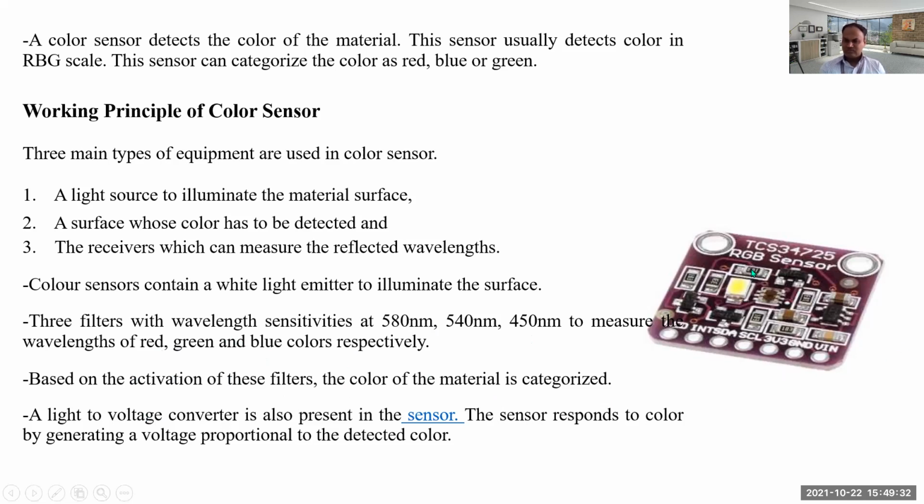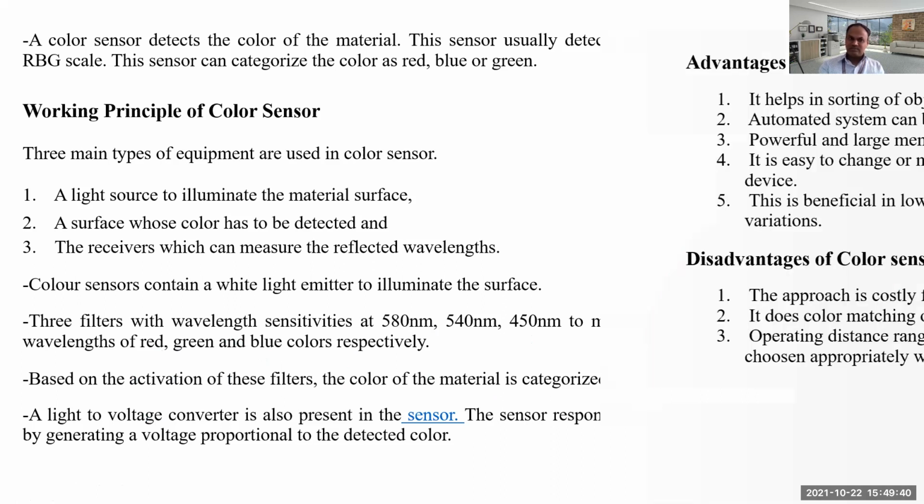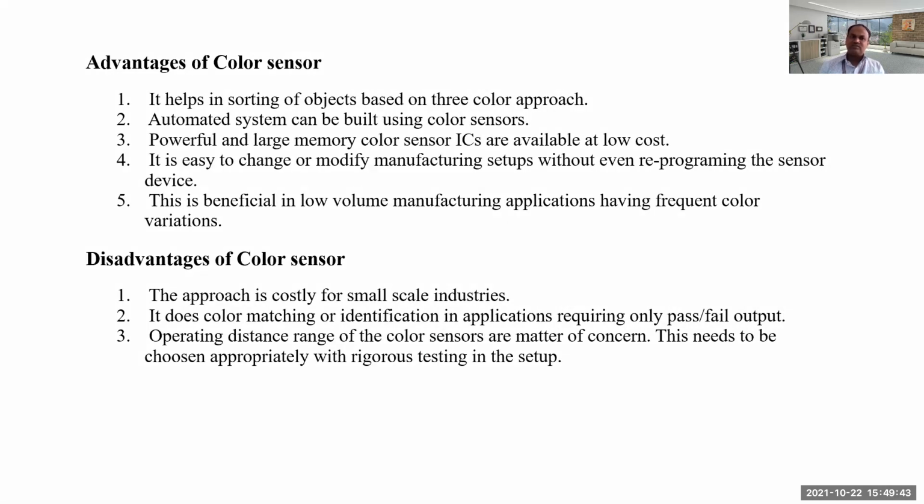This photograph is shown here. This sensor can be used in various applications, such as robotics and industrial applications. We'll see advantages and disadvantages. It helps in sorting of objects. Automated systems can be built using color sensors.